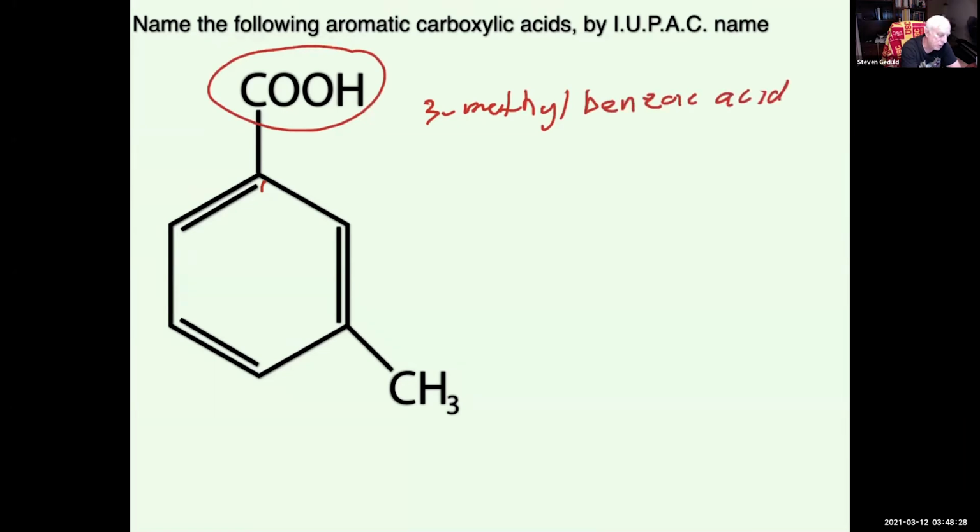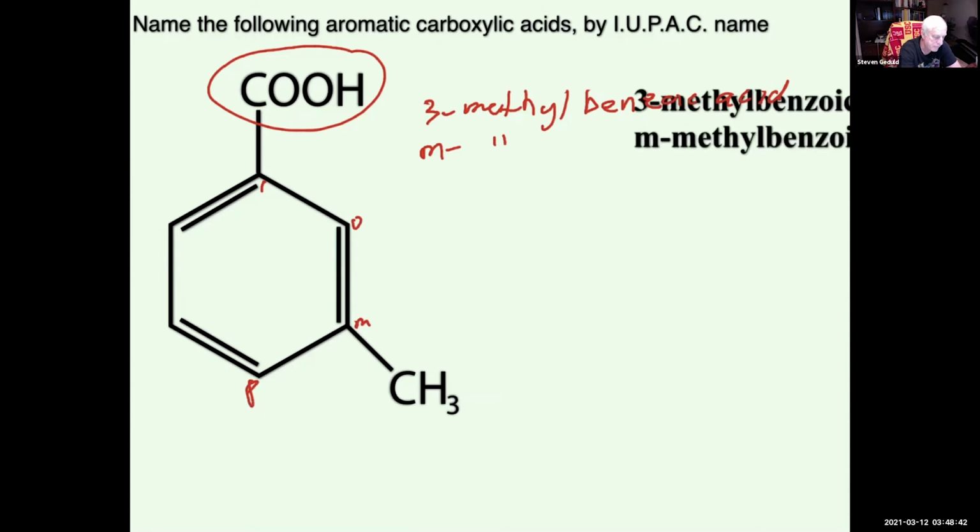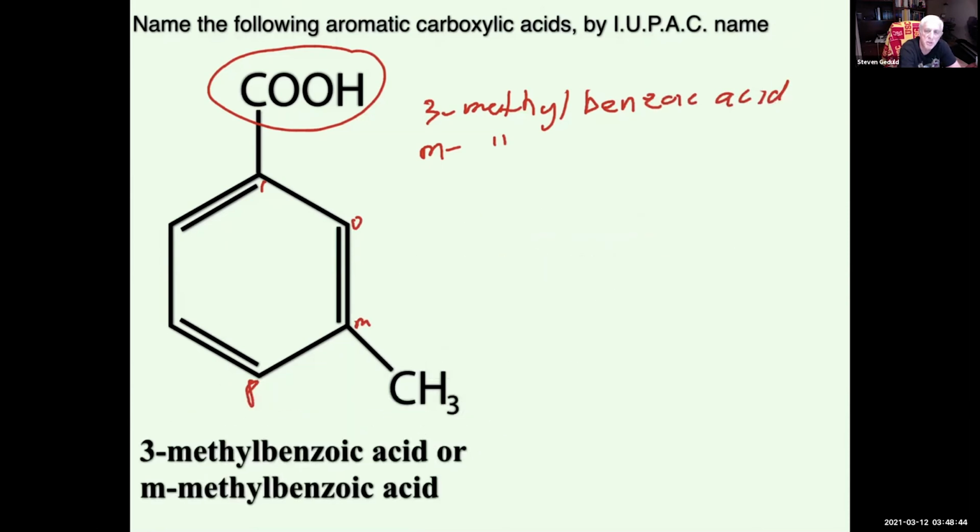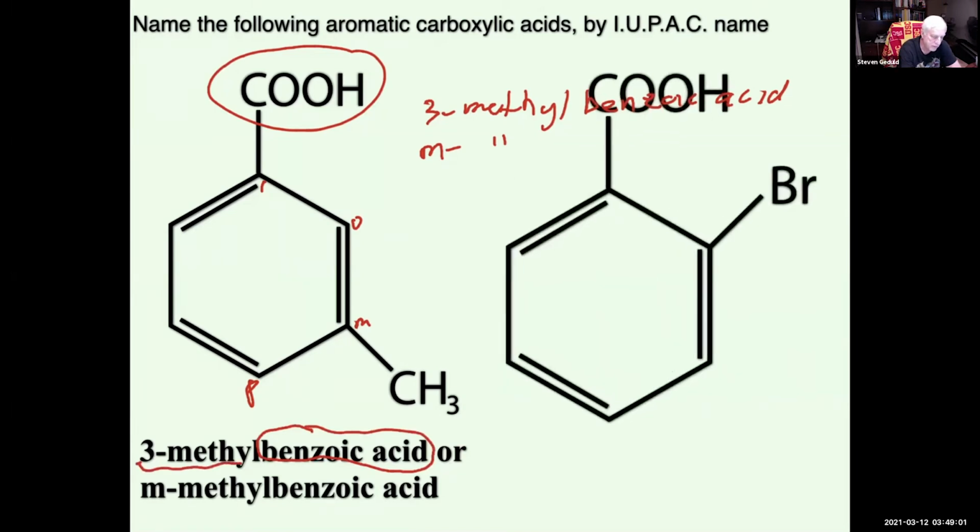Or ortho-meta. Or meta-methyl benzoic acid. Remember, with benzene, we can use ortho, meta, or para at those positions. Okay, so 3-methyl benzoic acid or meta-methyl benzoic acid. It tells you benzoic acid is a benzene ring with a COOH group in number 1 position, and the 3rd carbon there is a methyl group.